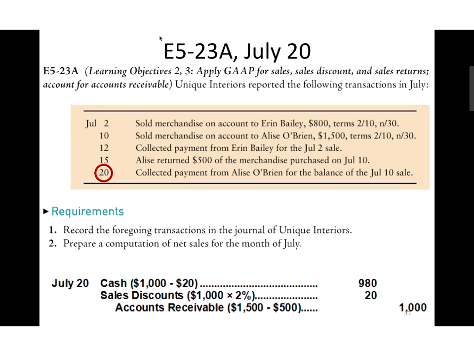On this one, the easiest part of this entry to do, and don't be afraid to do it out of order, is skip down to do the credit. We know she owes us $1,000 in accounts receivable, so we need to wipe that off. That was the original $1,500 sale, less the $500 that she returned, so she owes us $1,000, and we'll take that off.